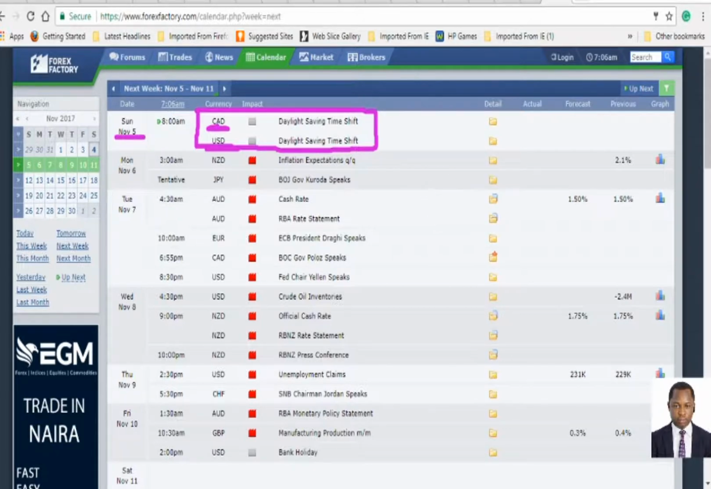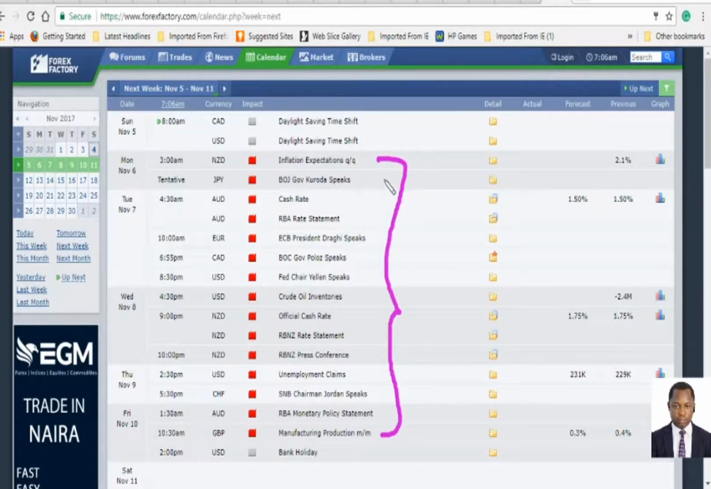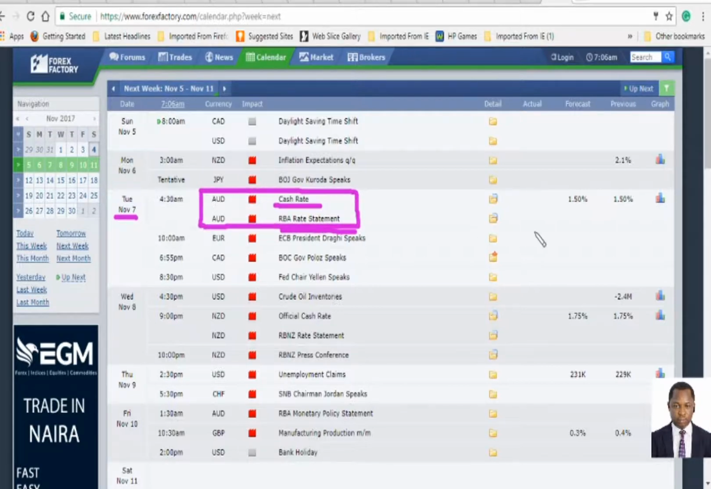Then we have all of these red news items, which are to be observed by intraday traders. Long-term traders, you want to be careful with rate statements like the Reserve Bank of Australia rate statement, the interest rate again from the Australian dollar. In fact, Tuesday, November 7th, is going to be a very volatile day for the Australian dollar. The interest rate for that currency will be announced, and so you should see some market action on the Australian dollar crosses.